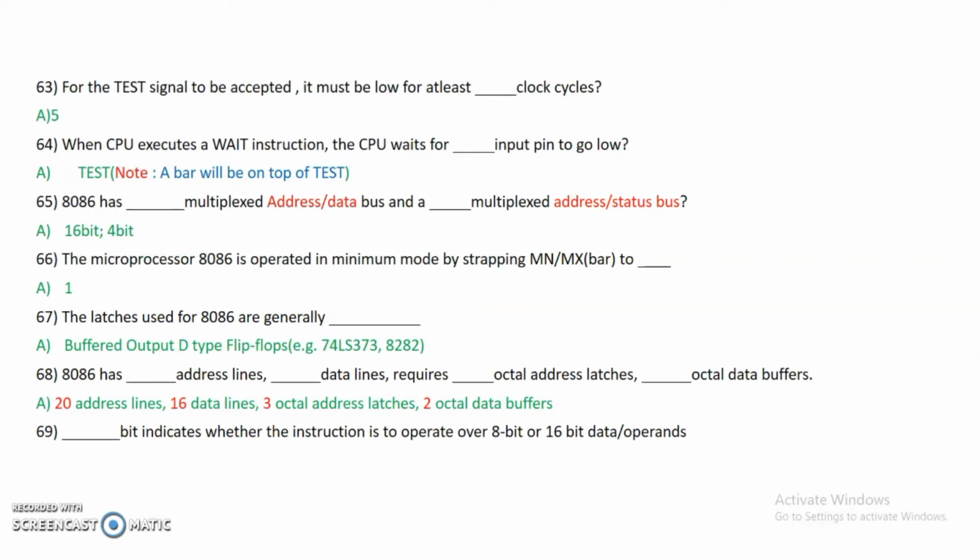Bit number 69. Dash bit indicates whether the instruction is to operate over 8-bit or 16-bit data operands. So the answer will be W bit. There are some bit-like structures in 8086 which give the information of operands. If you want to know whether the instruction operates over 8-bit or 16-bit, you can check the information of the W bit.